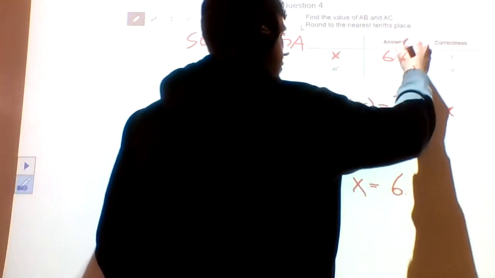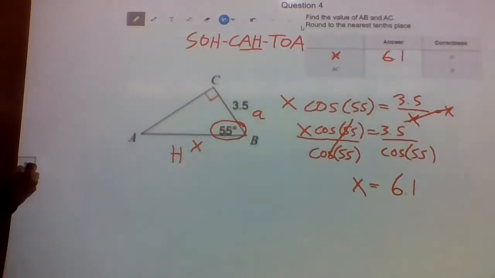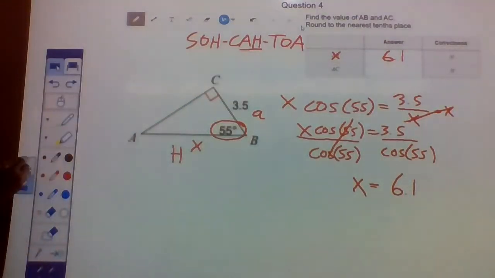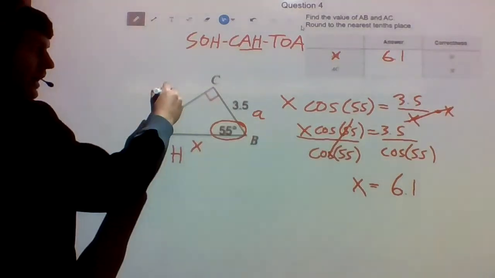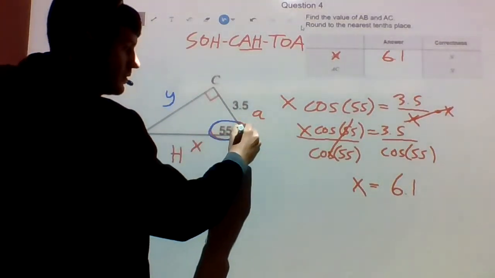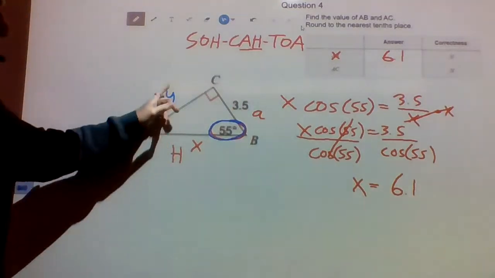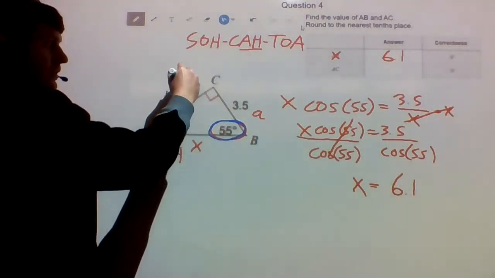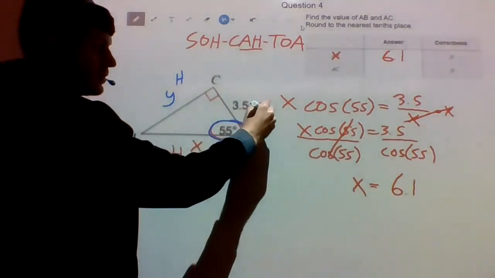So this will be 6.1. All right, now let's solve for AC. So let's call that y. Okay, we're still going to use the 55. Y here is your hypotenuse. AC is your hypotenuse. So we're going to use hypotenuse and adjacent.